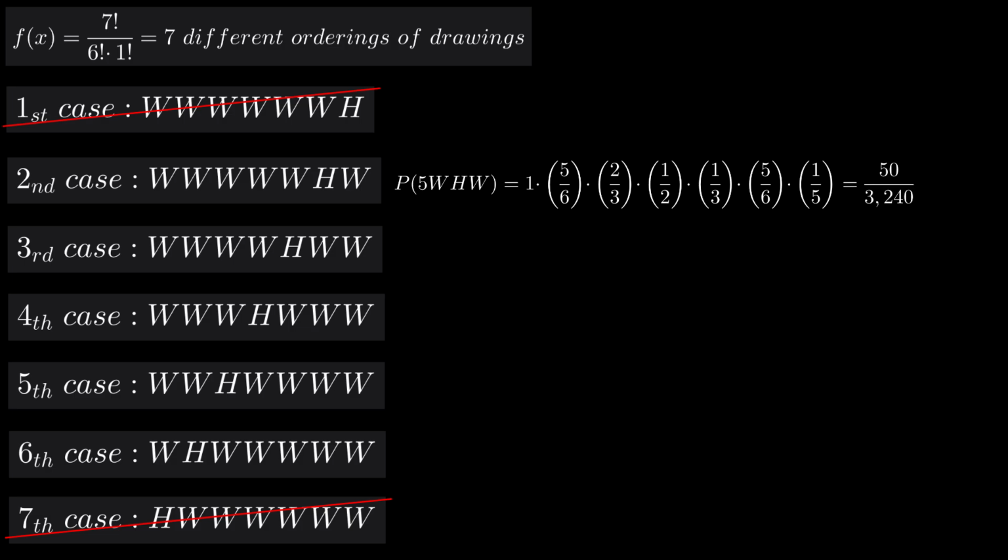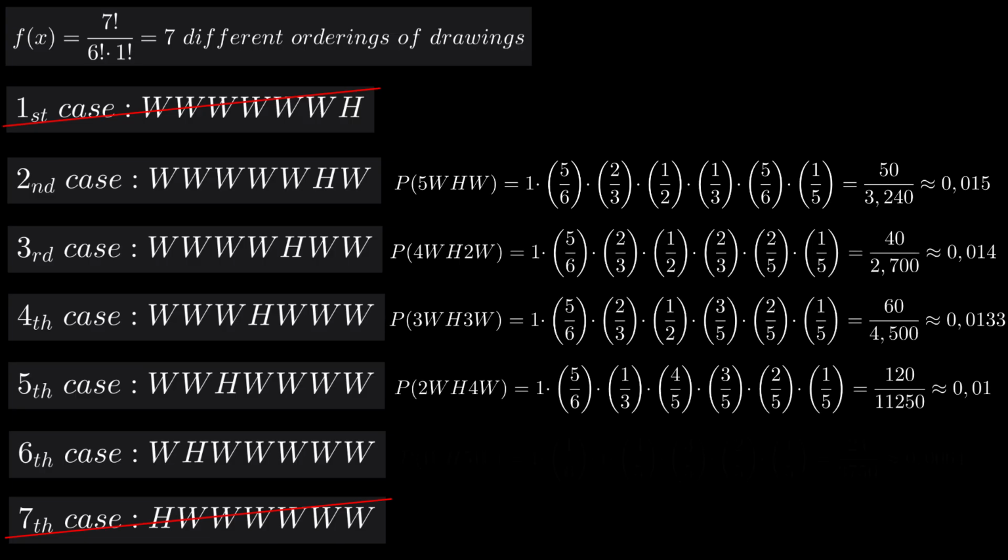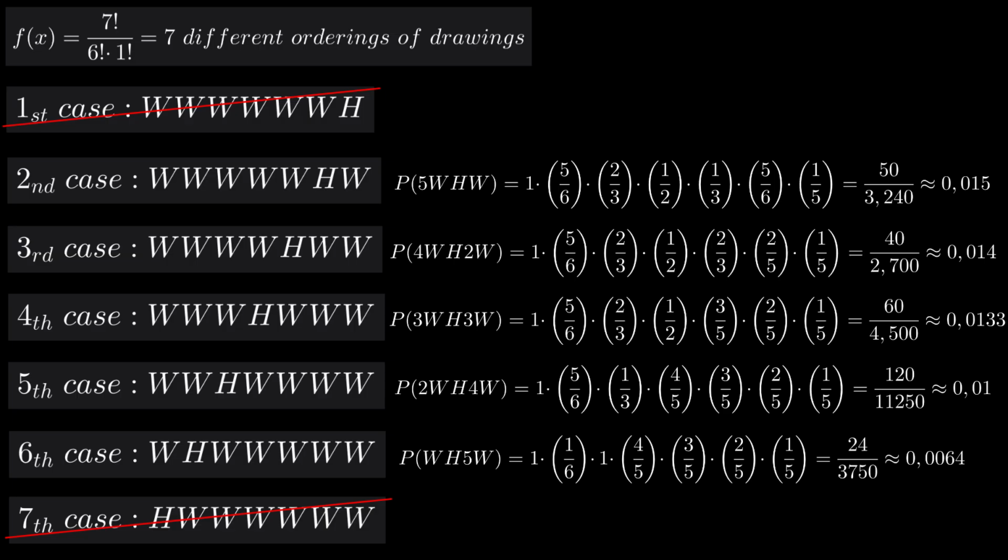as you see here, which is 50 over 3,240, which is roughly 0.015. And we apply the same reasoning for all the other scenarios, and we get the probabilities of each of these scenarios, as you see here. The probabilities are a little bit different for each one. The probability decreases as the half pill is drawn more and more towards the beginning.